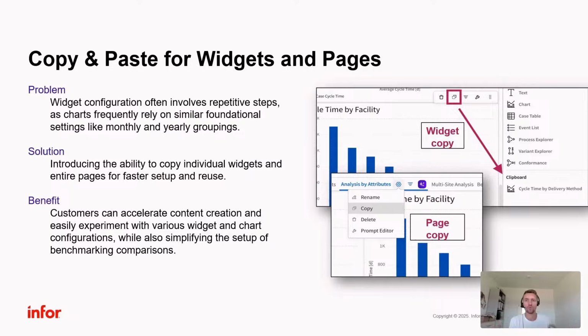Where sometimes you just want to change the data, but keep the rest, like keep the labels, keep the headline, everything. So the solution was really simply to introduce the ability to copy individual widgets or full pages and then paste them somewhere else within the same insight. And this really accelerates the content creation and enabled customers to easily experiment with the various widget and chart configuration. And by having that option to do a full page copy, it's even simple to do something like a benchmarking between different suppliers, because you would take the same page and just put different filters on them with minimal effort.